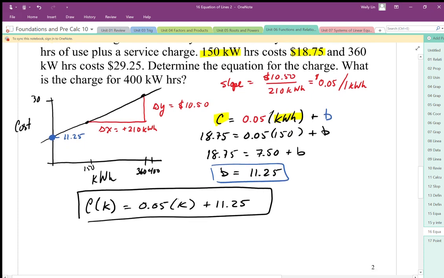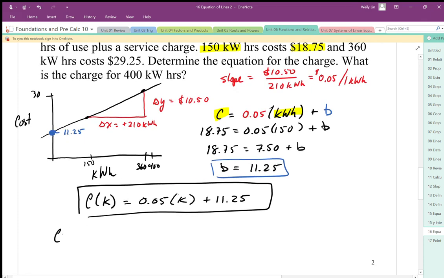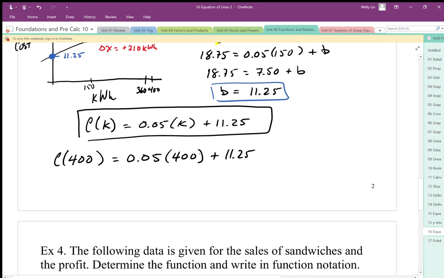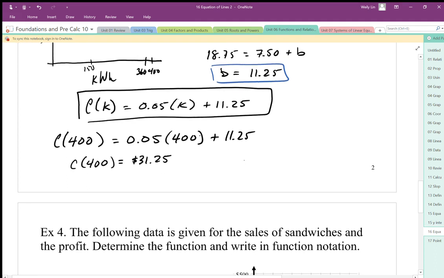Now I can use this equation to calculate the charge for 400 kilowatt hours. So I'm going to put 400 into my equation. Then in doing that I can calculate my charge, which is going to end up being $31.25 for 400 kilowatt hours. And so that is an ordered pair. So 400 kilowatt hours and $31.25 is an ordered pair in that relationship.